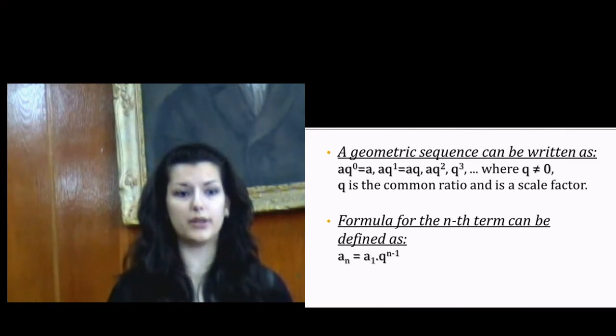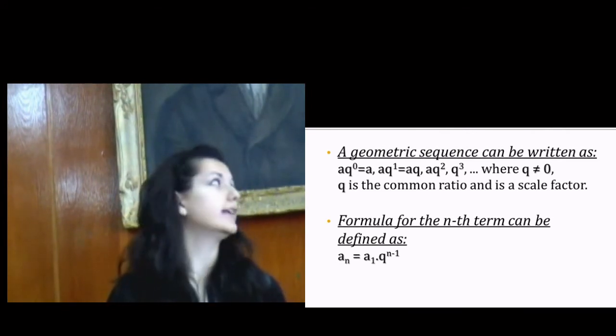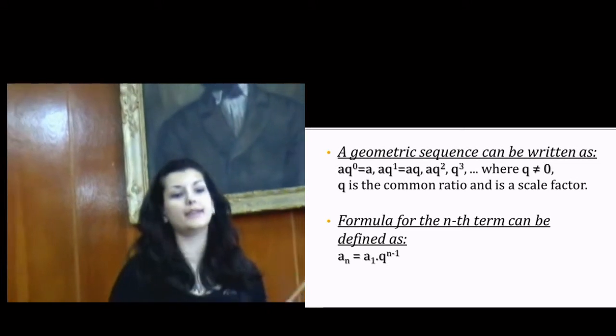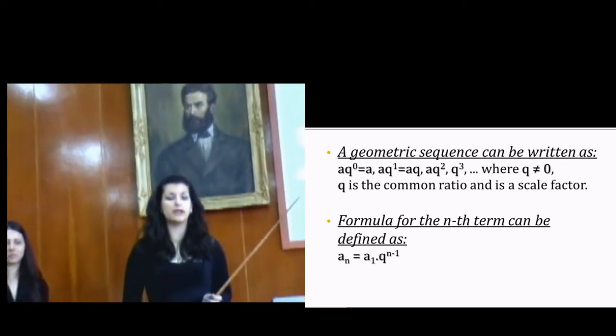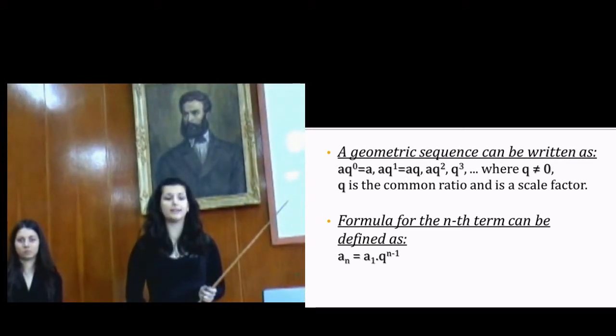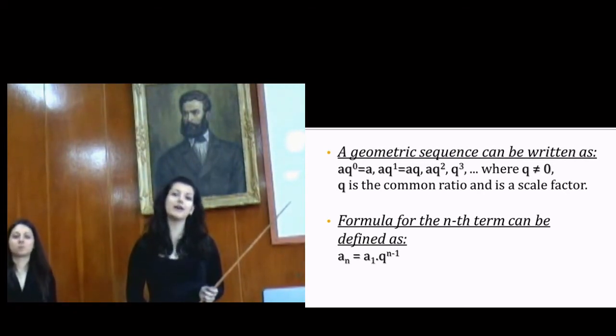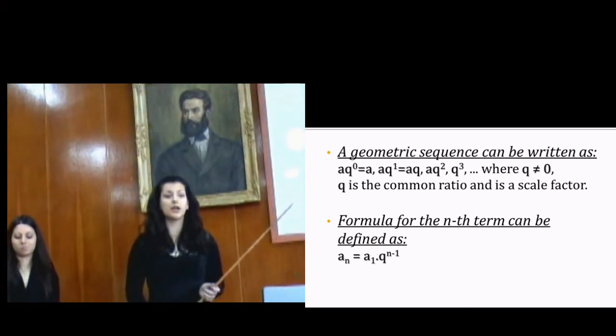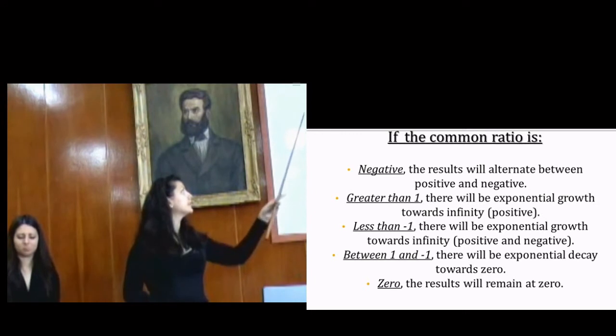A geometric sequence can be written as this, where q is different from 0 and q is the common ratio and also is a scale factor. The formula for the nth term can be defined as this.